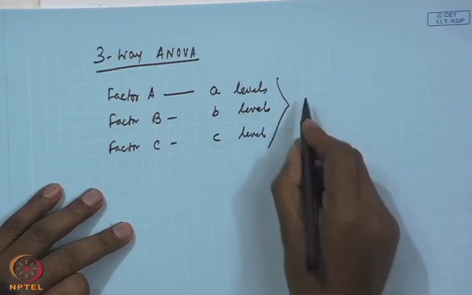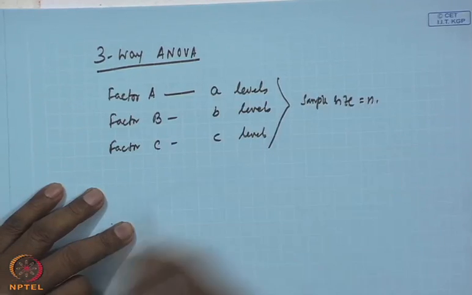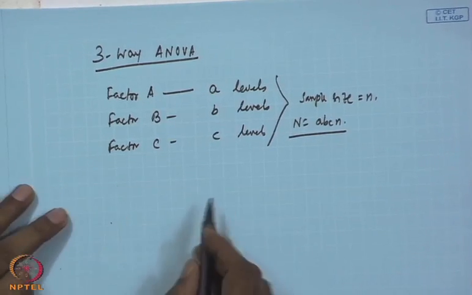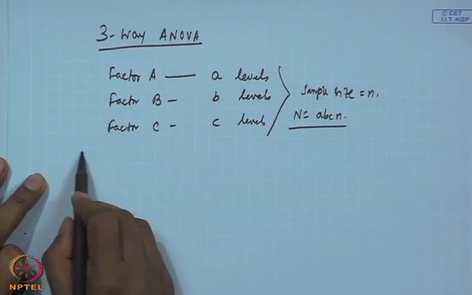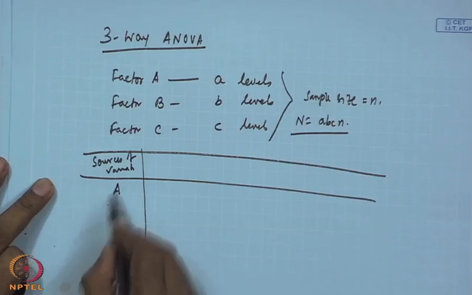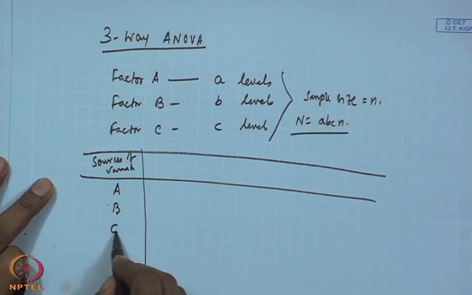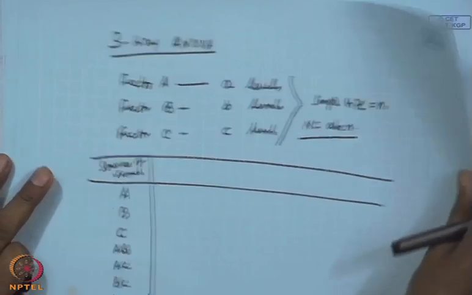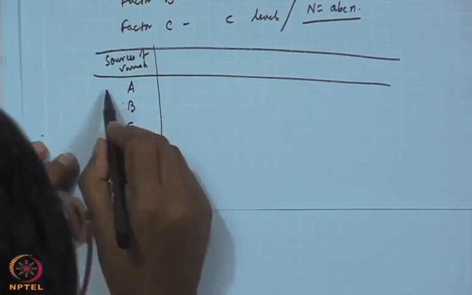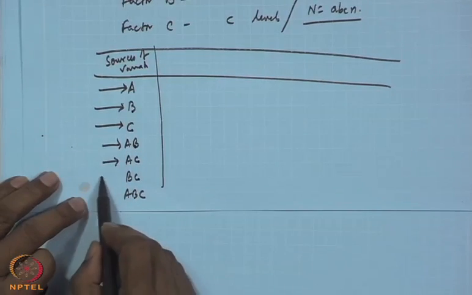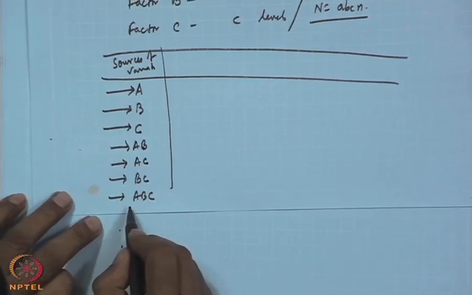If I collect equal sample size, suppose the sample size is n, your total observation will be ABCn. Now, I will not compute anything, I only want to write the sources of variation. Definitely first is A, second is B, third is C, then AB interaction between A and B, interaction between A and C, interaction between B and C, and interaction ABC. AB may interact, AC may interact, BC may interact, and all three may interact, plus error.